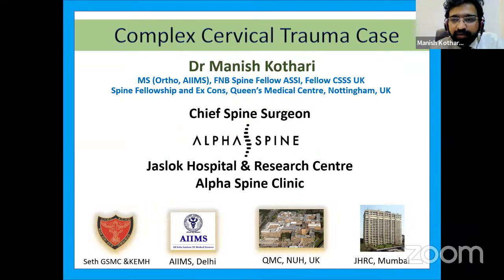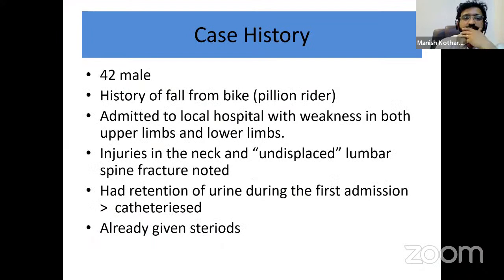So I'll quickly start with the history. This is a 42-year-old male, history of fall from a bike. He was a pillion rider. He was admitted to a local hospital with weakness in both upper limbs and lower limbs. It was partial weakness. He was diagnosed with injuries in the neck and an undisplaced lumbar spine fracture also. He presented with retention of urine during the first admission and he had to be catheterized. He was given steroids locally.